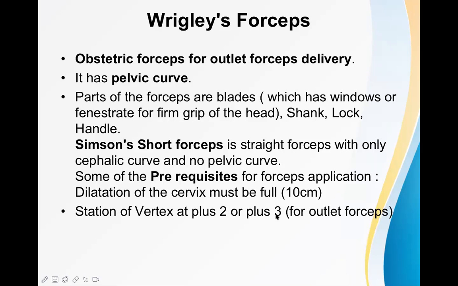So let me ask once again, though I have told this point so many times, because many students probably don't listen properly when we are taking this type of classes. What do you mean by +2 or +3 station? Sir, it means that the head is below the ischial spine, 2 or 3 centimeters below the spine.